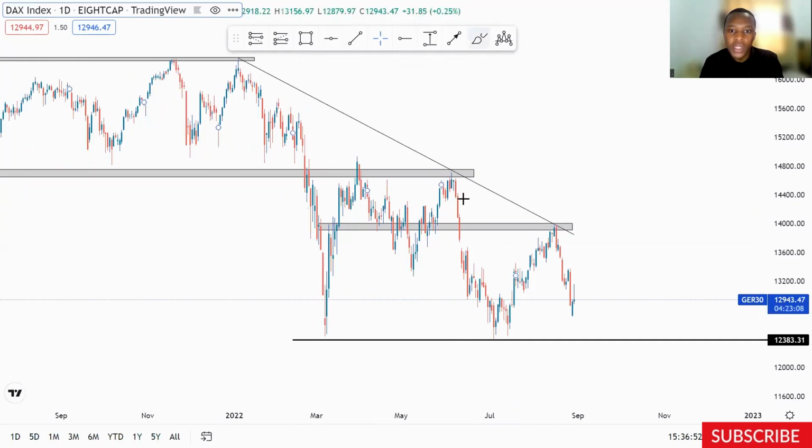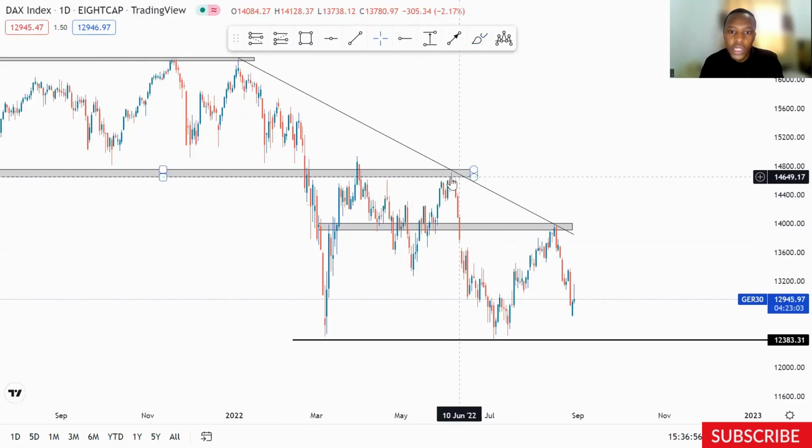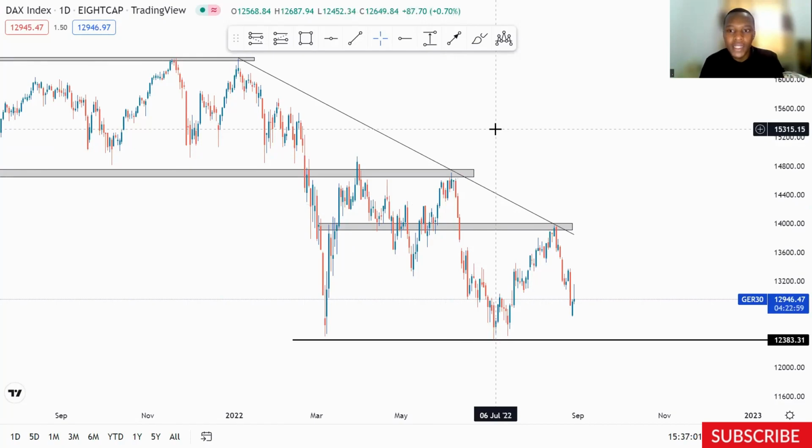So this is where I'm at. We started having rejection candles. As you can see, we had a pin bar, an inverse pin bar, and a bearish engulfing candle. So we would enter this market based off the fact that we are on a trend line.